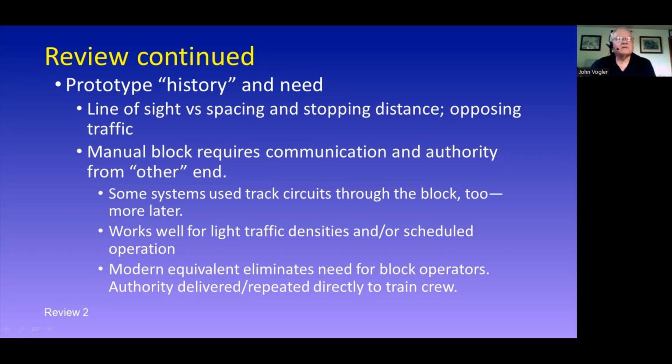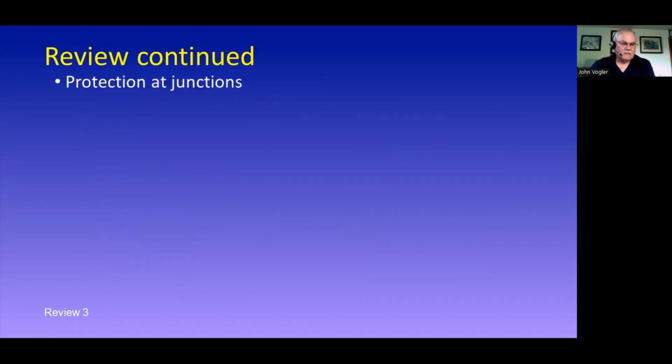The modern equivalent today is a Form D or a track warrant, something like that, where instead of going through a block operator, the authority is communicated directly to train crews. And that's probably closest to how most model railroads operate. But we're going to talk about how we can add signals that can govern the train movements and also add some animation to your layout. One of the other places that it's important to have signals is at junctions. You don't want to give conflicting routes the authority to proceed and collide.